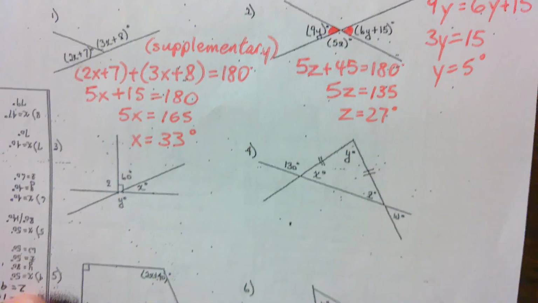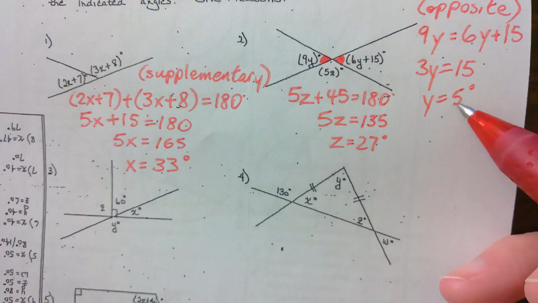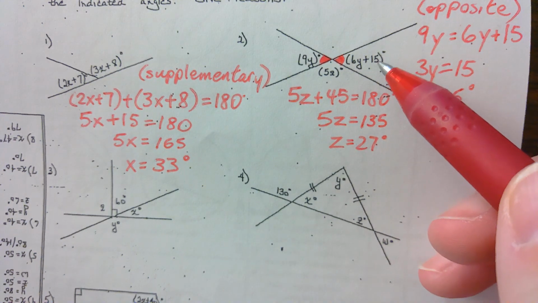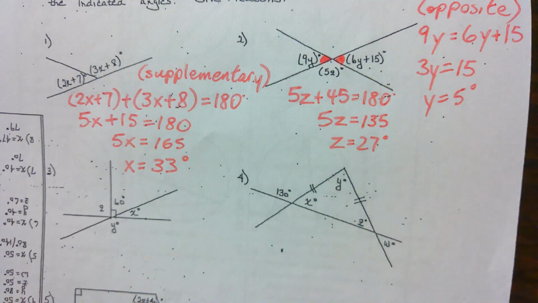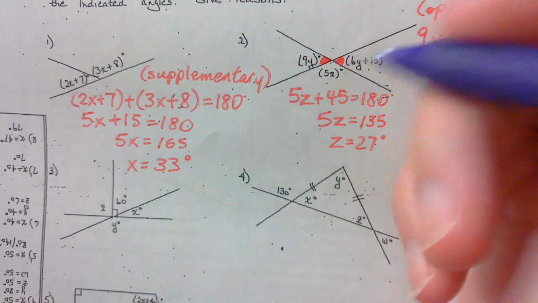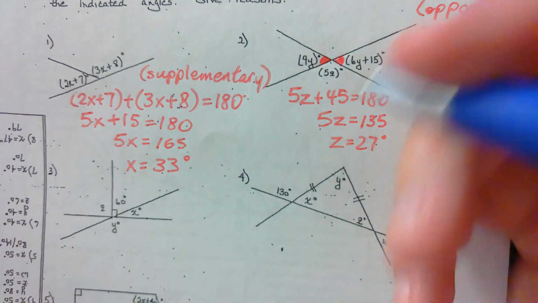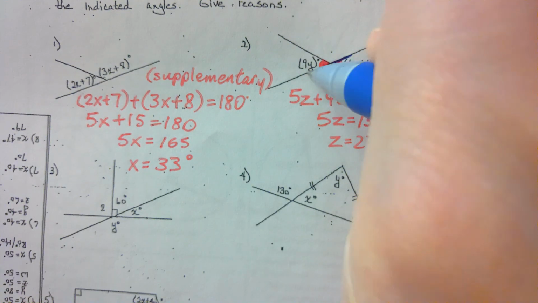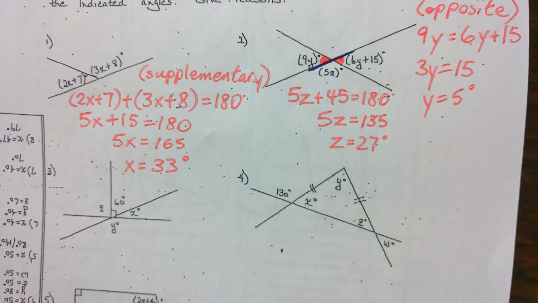Oh, good question. Because if I know that y is 5, then 6 times 5 is 30. 30 plus 15 is the 45. That means this angle right here is 45 degrees. And then, yes, this straight line right there. The one that you would use the most is supplementary angles. And then you can tell that straight line right there is 180 degrees.